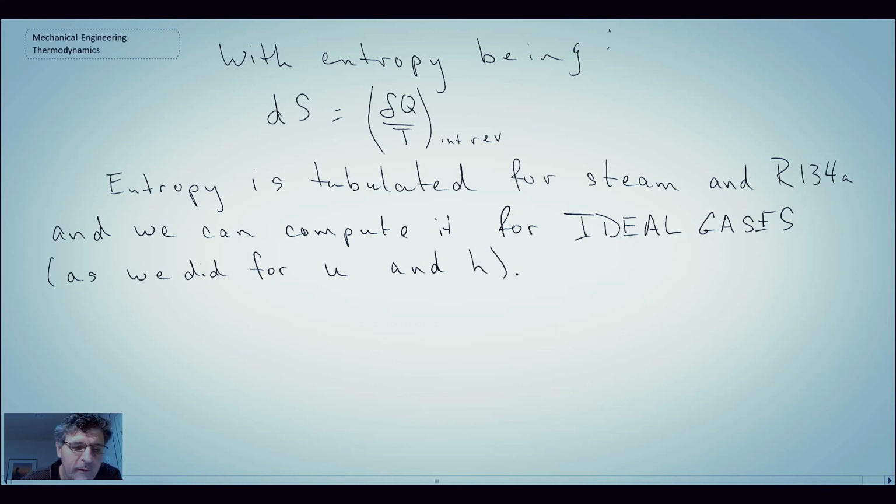So if you're dealing with either steam or refrigerant R134A, you'll want to use the tables in the back of the book. If you're dealing with an ideal gas, it depends upon the temperature change of the process that you're looking at. If it is a small temperature change, we can make an approximation, and that will be an equation that we look at in a few moments. If it's a larger temperature change, then you'll want to use the tables in the back of the book.